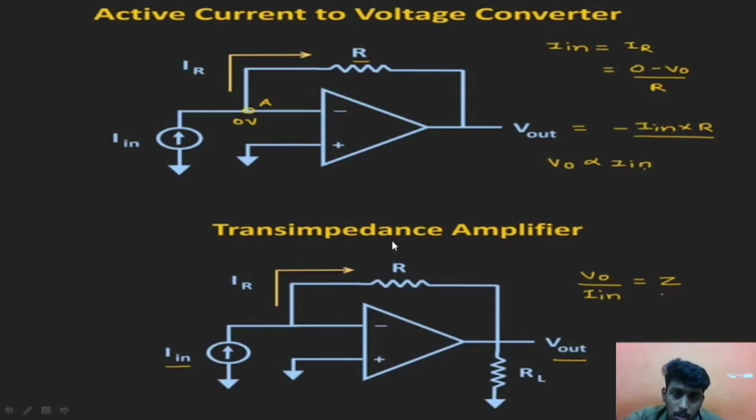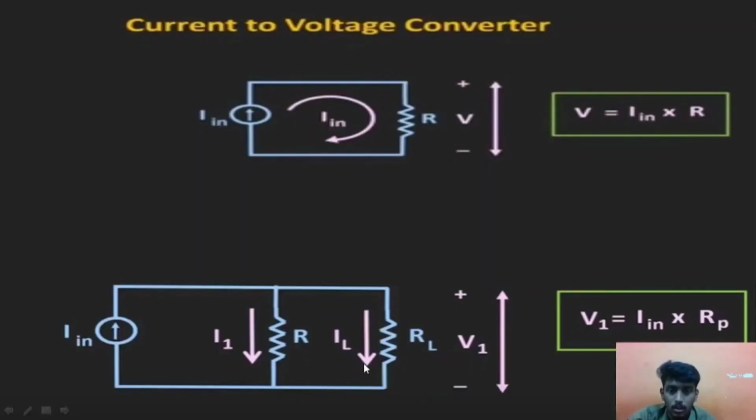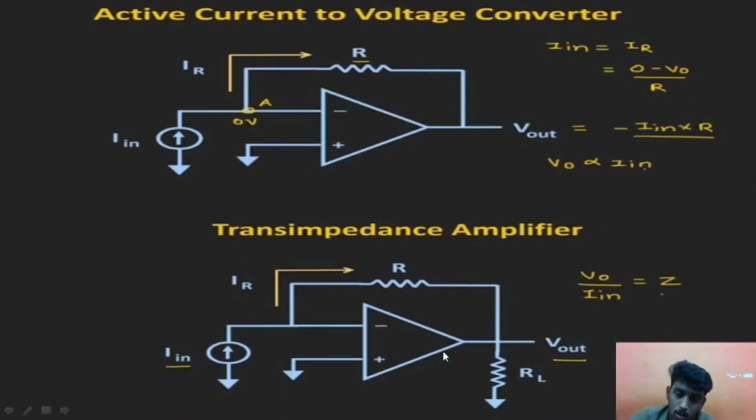For the same application of current to voltage conversion, the trans impedance amplifier is used. It is also the same, and the load resistance does not affect it. Here, in the passive converter, the load resistance depends on the voltage. As load resistance changes, the output voltage also changes.